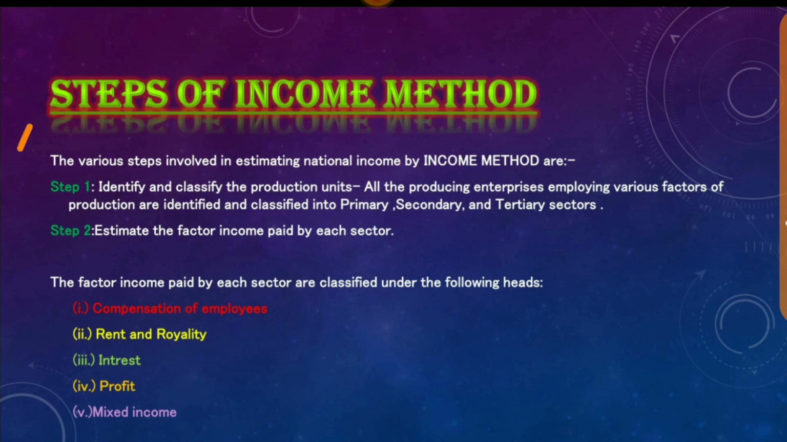The various steps involved in estimating national income by the income method are: firstly, you have to identify the production units, that is primary sector, secondary sector and tertiary sector. Second is to estimate factor incomes paid by each sector. The factor incomes paid by each sector are classified as compensation of employees, operating surplus and mixed income. In operating surplus, we know that operating surplus is a calculated figure of rent and royalty, interest and profit.